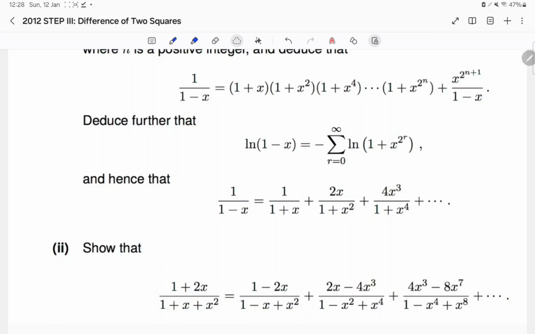Part 2. Show that 1 plus 2x over 1 plus x squared is equal to 1 minus 2x over 1 minus x plus x squared plus 2x minus 4x cubed over 1 minus x squared plus x to the 4 plus 4x cubed minus 8x to the 7 over 1 minus x to the 4 plus x to the 8, all the way to infinity. Pause the video to have a think, and once you're ready, restart to see if you were correct.